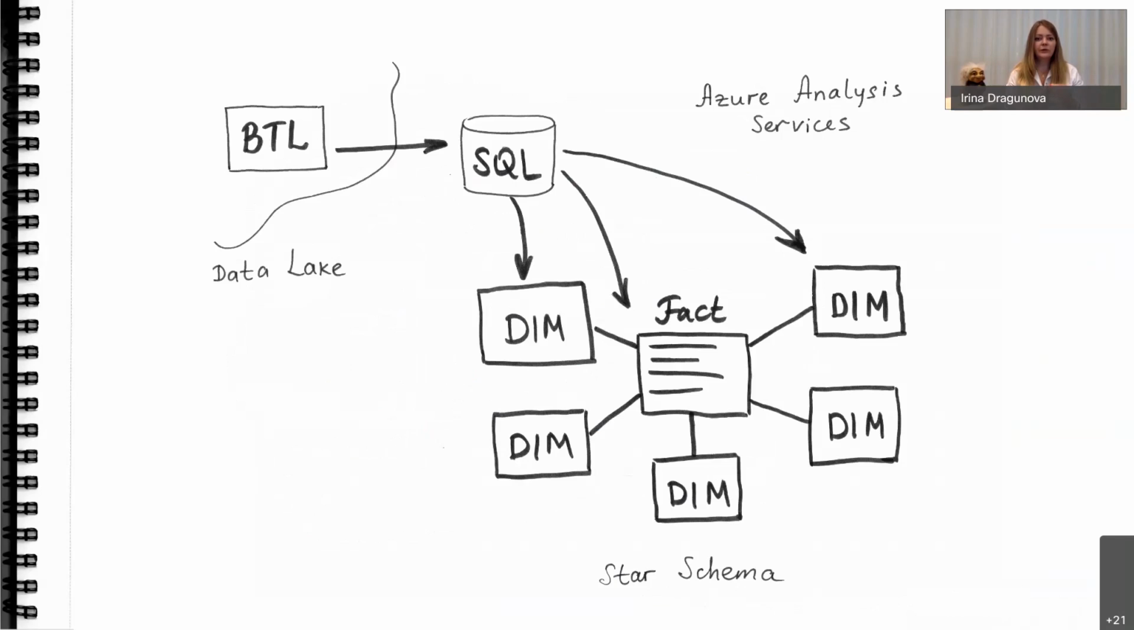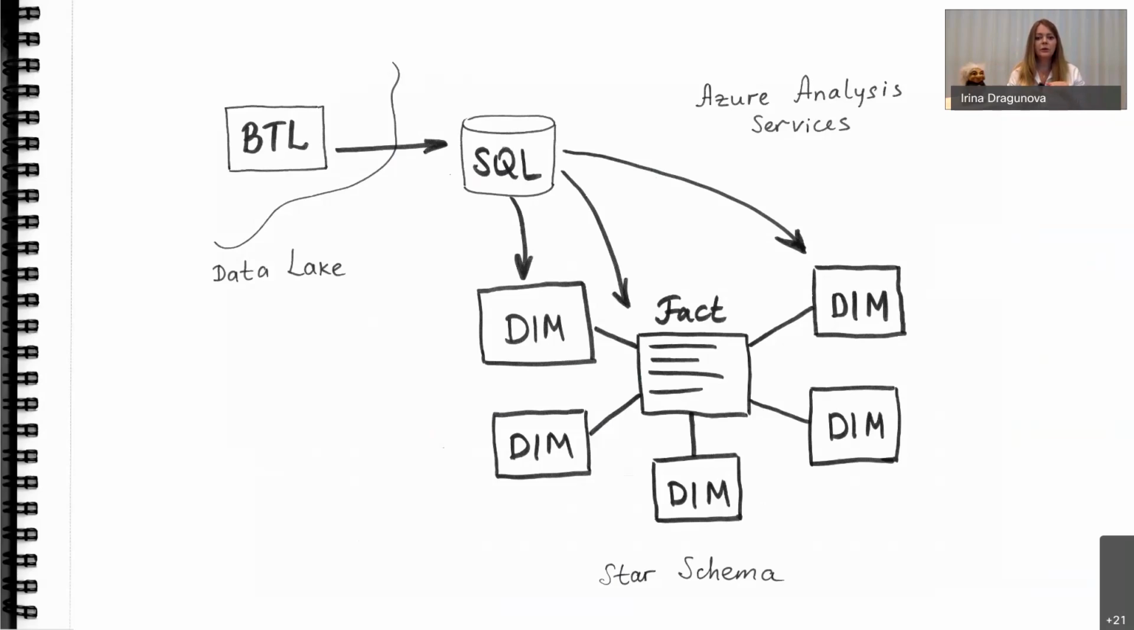Now we continue with the traditional BI approach. After processing the data in the business transformation layer in the data lake, we transport all the data to our SQL database. And why do we need SQL here? We use it just as temporary storage of data, because there is no mechanism for now to transport data directly from the data lake to Azure Analysis Services. But we are looking for a new approach and working on this.